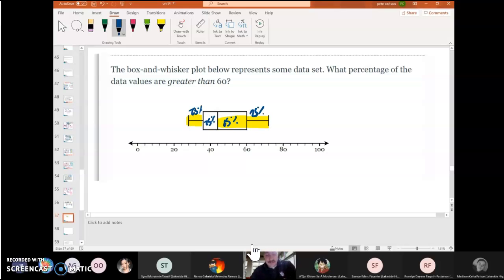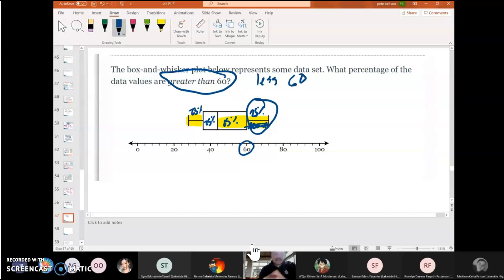Even though it's not balanced, it's not evenly drawn, that means 25% of my numbers fall between 40 and 60. 25% of my numbers fall between 60 and, what was that, around 70 something? So if the question is, how many are greater than 60? Well, here's 60. The box plot only goes here after 60, so that would be 25%. If I said what are less than 60, well, less than 60 would be here. So that would be 25 plus 25 plus 25.